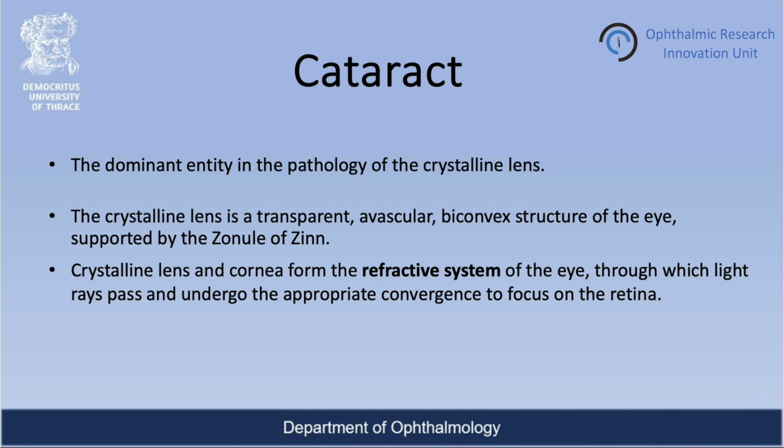Cataract is the dominant entity in the pathology of the crystalline lens. The crystalline lens is a transparent, avascular, biconvex structure of the eye, supported by the zonule of Zinn. Together with the cornea, they form the refractive system of the eye, through which light rays pass and undergo the appropriate convergence to focus on the retina.